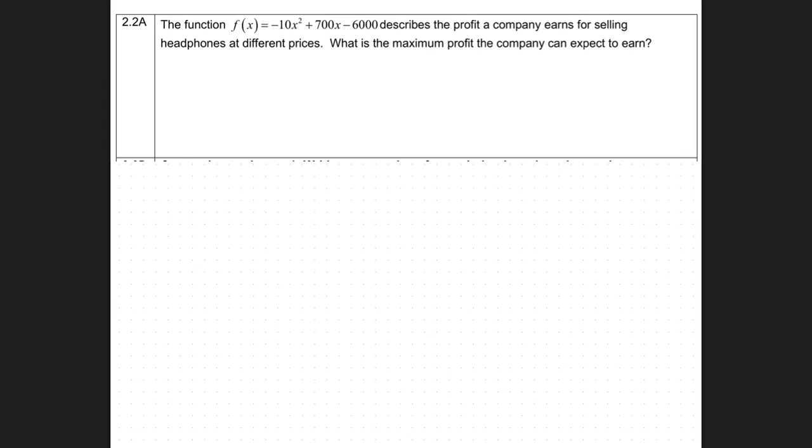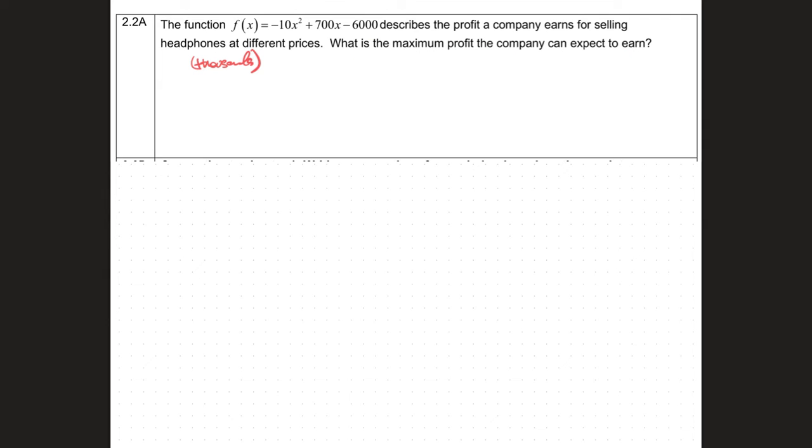This is a quadratic in context. So we have a function. It describes the profit of a company's earnings for selling headphones at different prices. Let's say if this was more realistic, it would be in the thousands, right? Company doesn't sell like 10 headphones a month nationwide. Okay. What's the maximum profit the company can expect to earn?